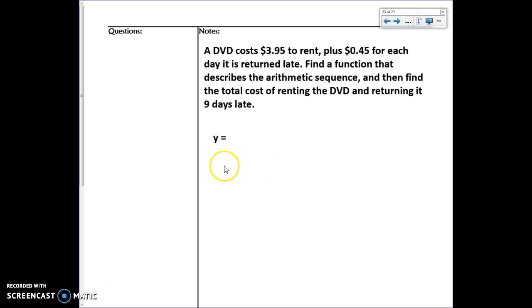First thing I would do is to make a table. So think about this. This is going to be my x, and this is going to be my y. Okay, so on day 1, so far, I have been charged $3.95 for this DVD. Now, on day 2, I will be charged an additional 45 cents.